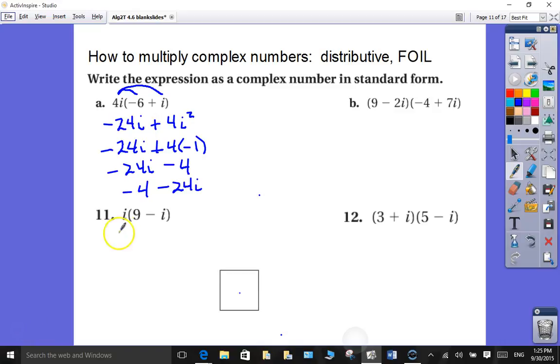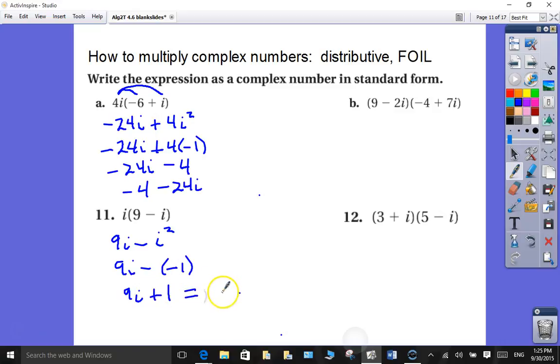Let's distribute again. I times 9 is 9i. I times negative I is minus I squared. So replace the I squared with a negative 1. We'll get 9i minus negative 1, which is 9i plus 1. And then we will switch the order so that it's in standard form. 1 plus 9i.